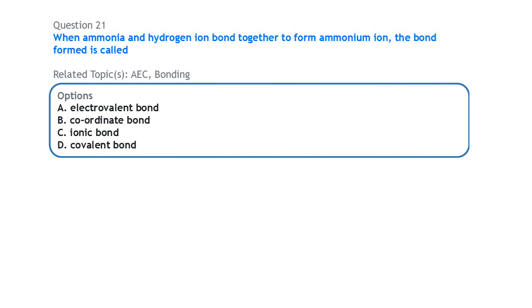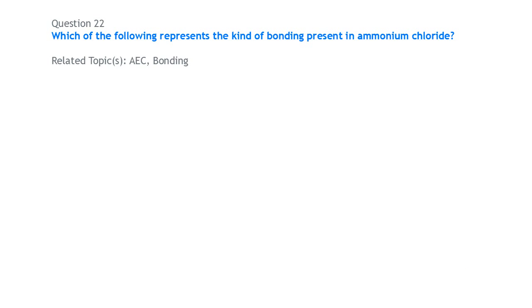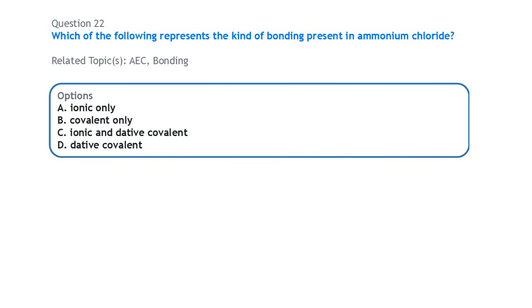Alright, first question here. When ammonia and hydrogen ion bond together to form ammonium ion, the bond formed is called a coordinate bond. The bond between the ammonia and hydrogen ion in the ammonium ion is called a coordinate bond. Next question, which of the following represents the kind of bonding in ammonium chloride?